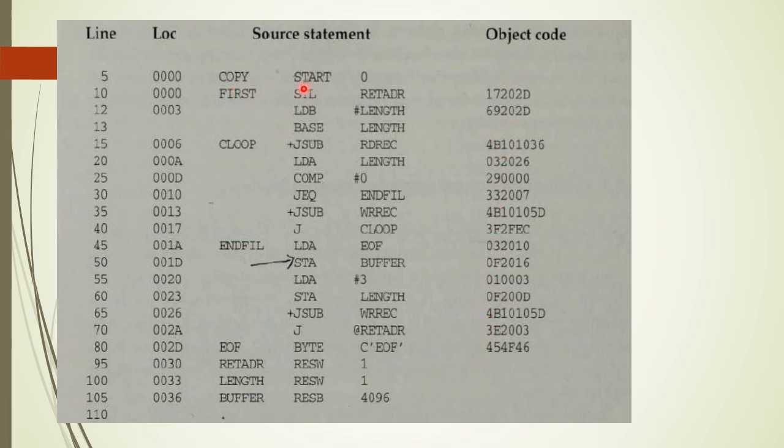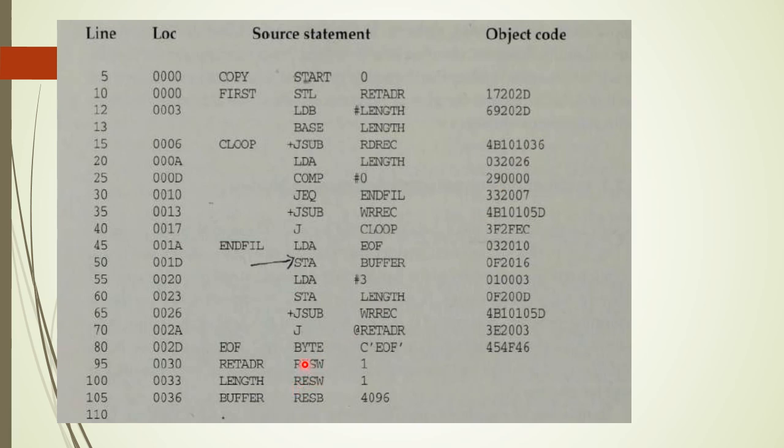The important thing you should keep in mind is that there is no object code for an assembler directive. You have already studied this in the previous section also. START is an assembler directive, so that's why there is no object code. Again, BASE is another assembler directive. This BASE is used to store a value to the base register B. So here BASE LENGTH means the value of the operand LENGTH is going to be stored into the base register B. Since it is an assembler directive, there is no object code.